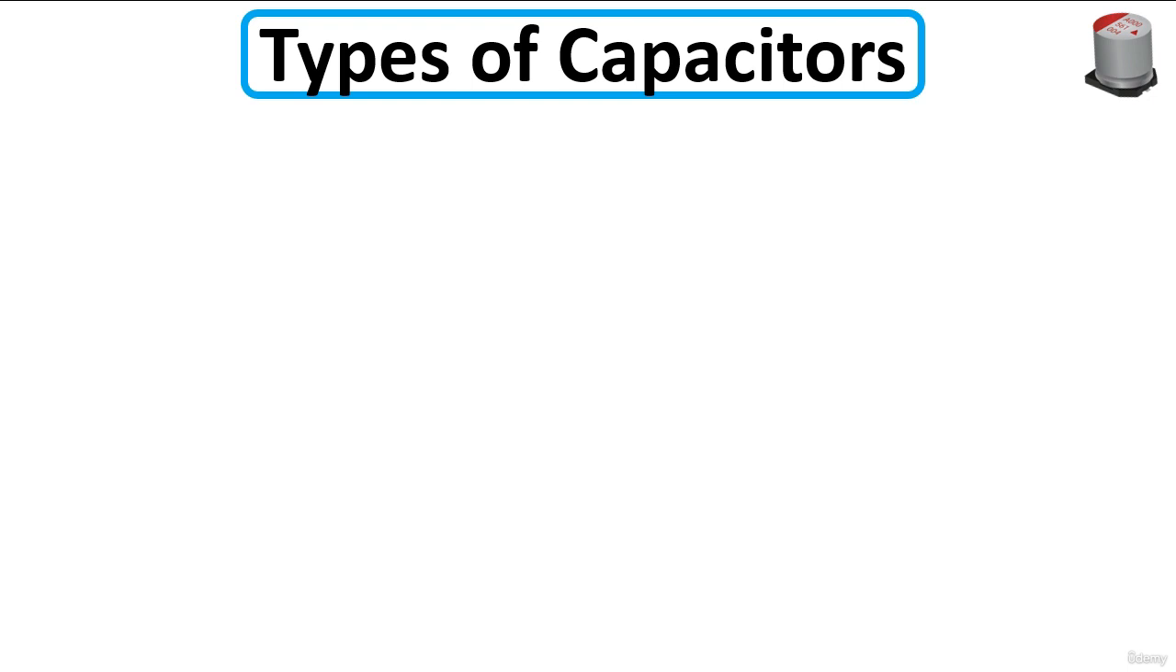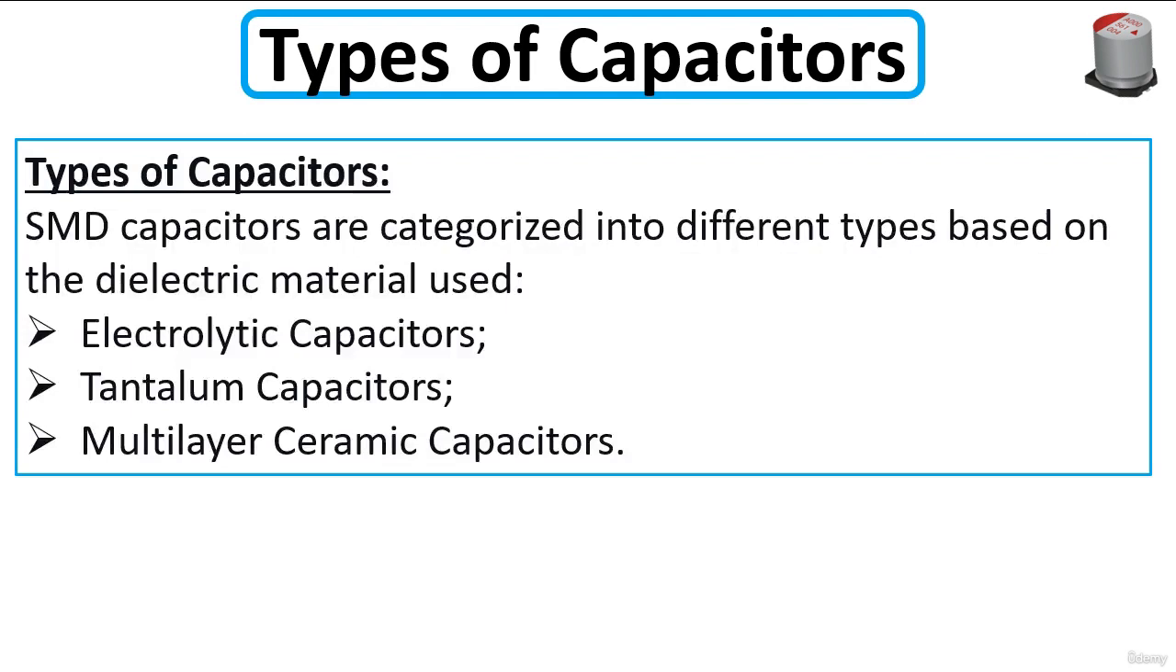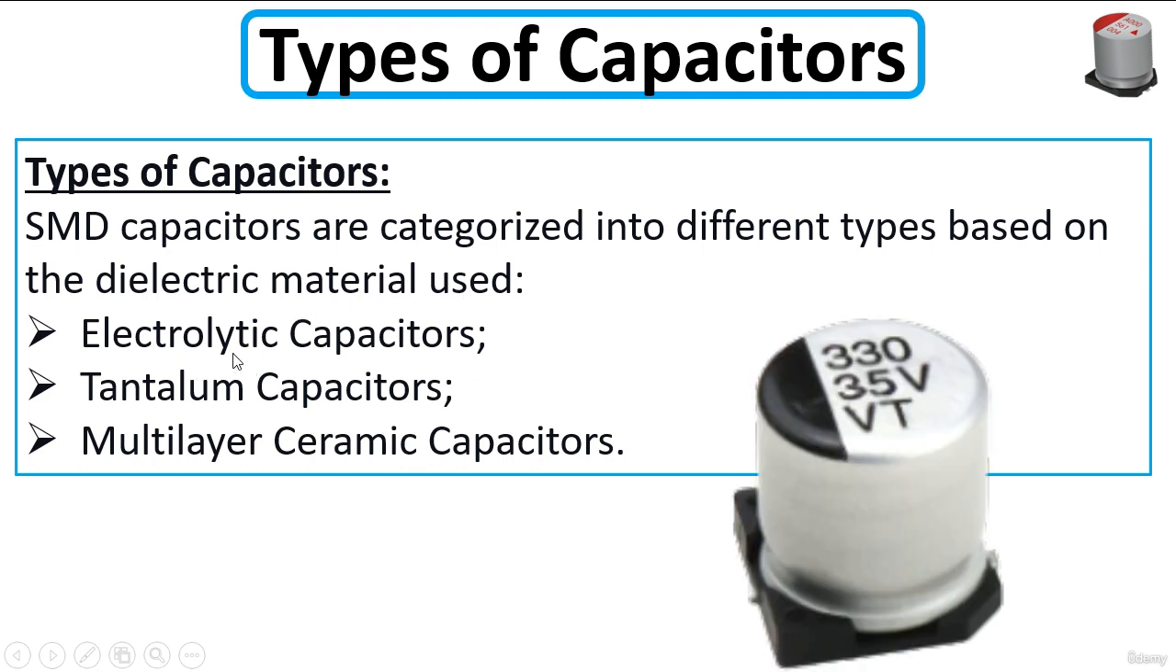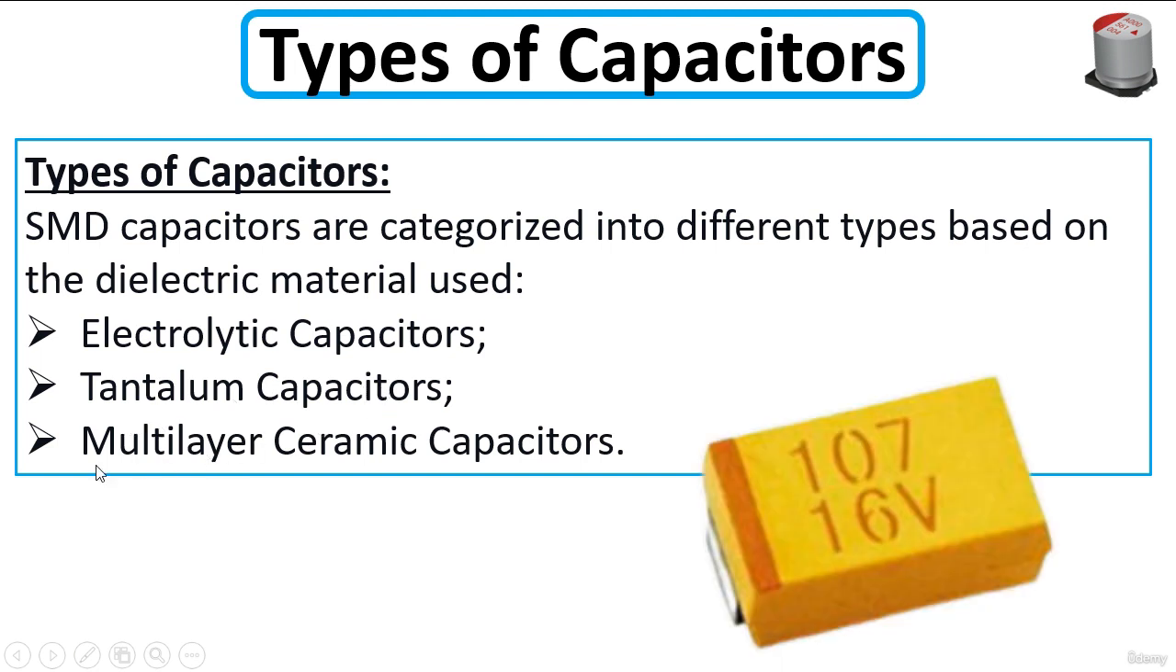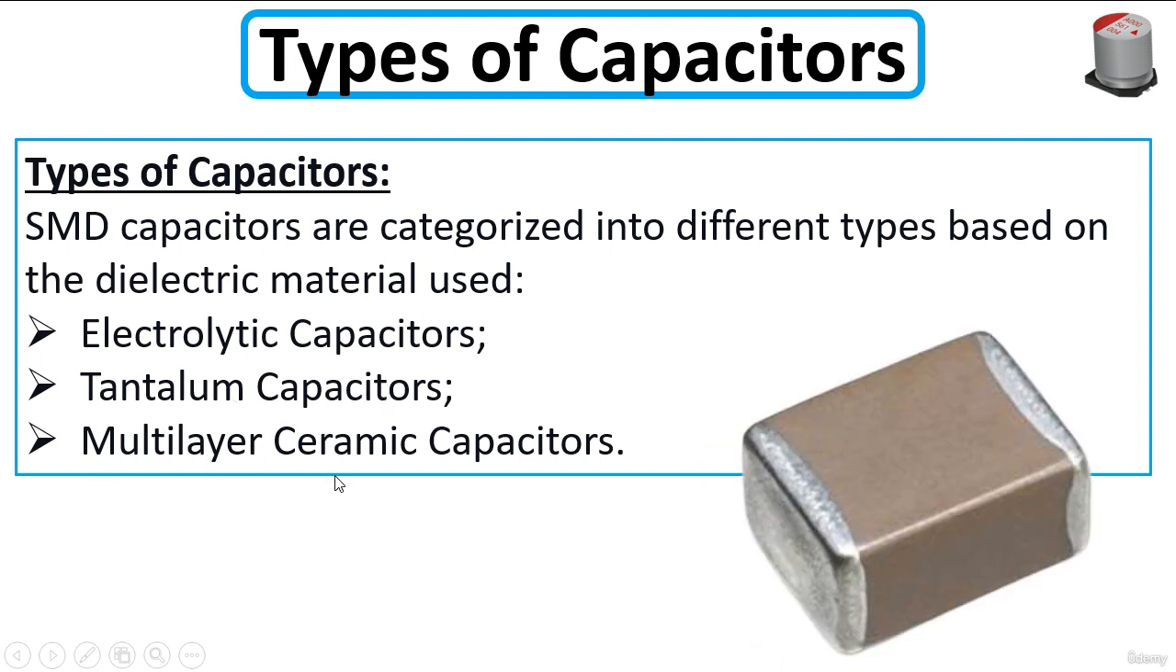So right now, let's see the types of capacitors. So basically, there are three types of capacitors. The SMT capacitors are categorized into different types based on the dielectric material used: electrolytic capacitors, tantalum capacitors, and multi-layer ceramic capacitors.